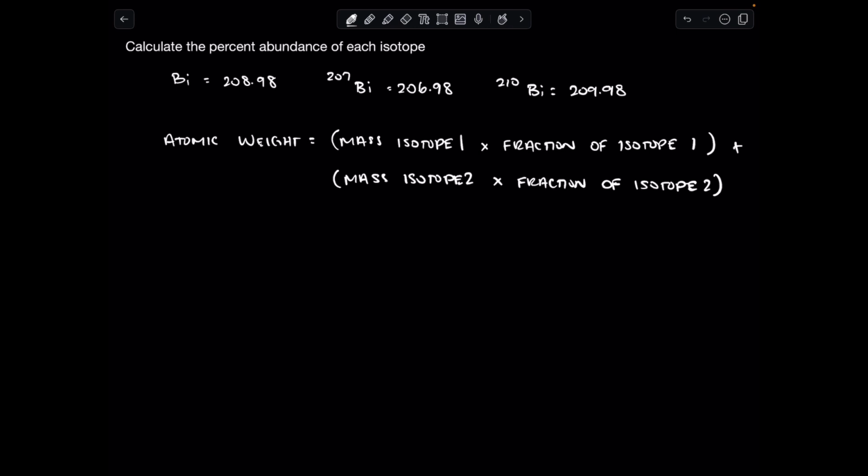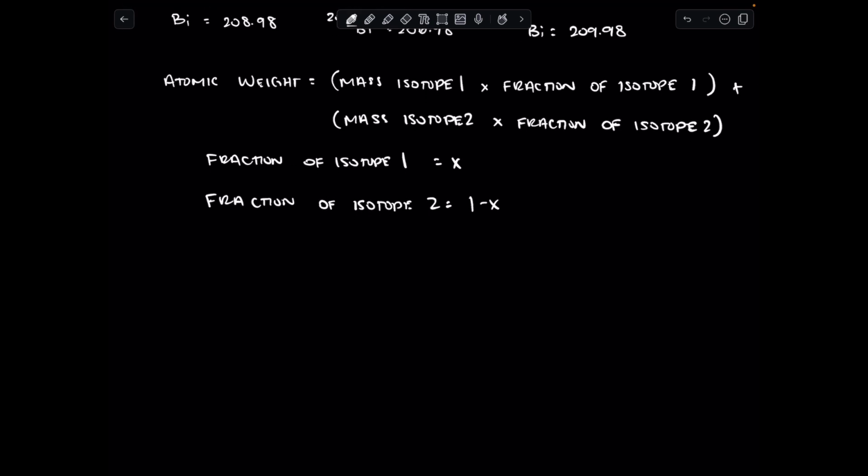So next, we have several unknowns, these fractions of the isotopes. So we're going to replace those with some variables so we can more easily determine them. In this case, the fraction of isotope 1 is going to be equal to x. And then the fraction of isotope 2 is going to be equal to 1 minus x, because since we have two isotopes, adding their fractions together should equal 1. So if you had multiple isotopes, say 3 or more, then you need to alter those equations accordingly.